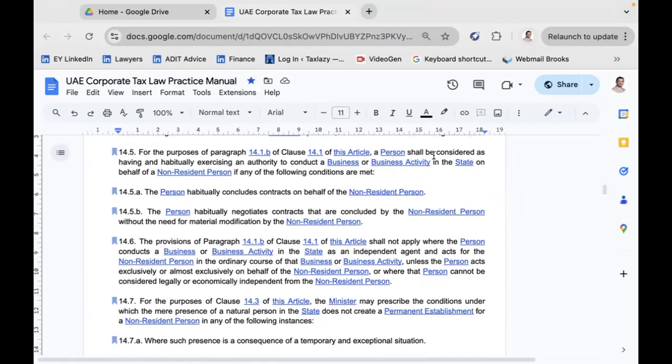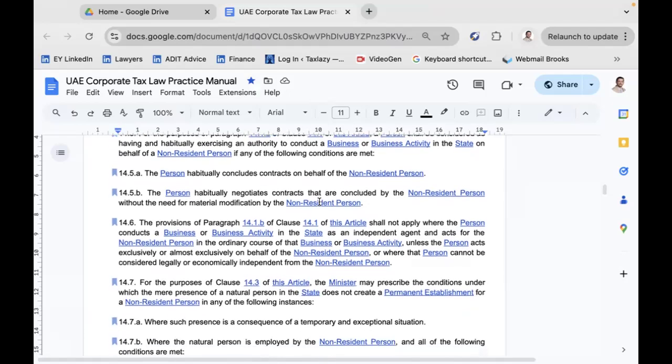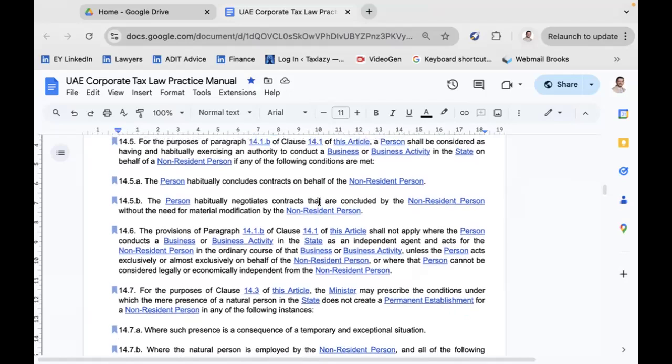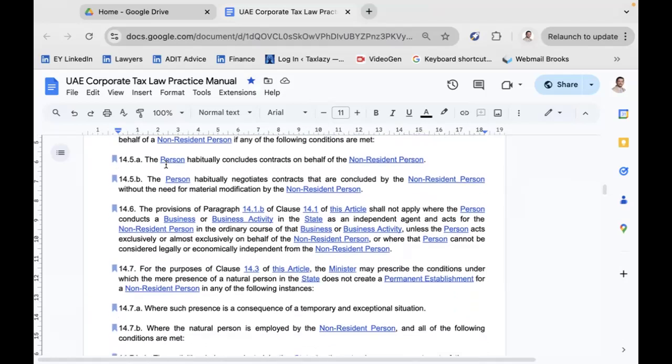For the purpose, the person shall be considered as having and habitually exercising authority to conduct business in the state on behalf of a non-resident person if any of the following conditions are met. Now remember, we are talking about that exercise of authority basically. It has a place and then habitually does business there. So what are those things? The person habitually concludes contracts on behalf of the non-resident person. Okay, the UAE person habitually concludes contracts. This could be a dependent agent scenario as well.